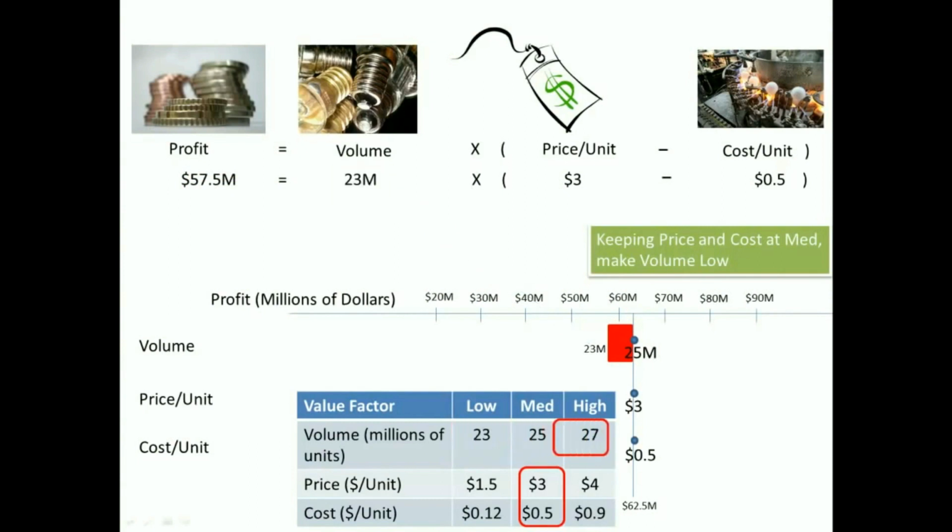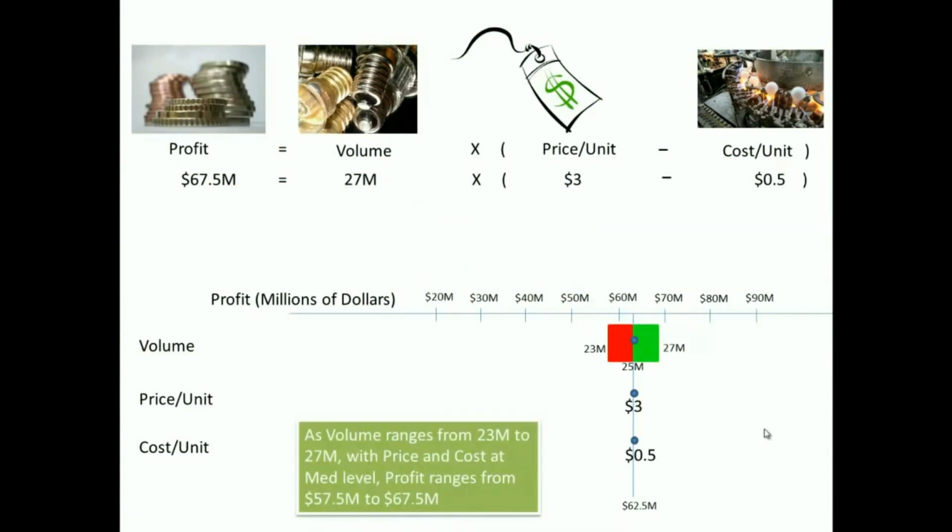Next we go to a high level of volume and plug it back into the equation, and we get a new value of profit, which we'll plug in here and similarly label the bar. So as volume ranges from 23 to 27 million units with price and cost at the medium level, profit ranges from 57.5 to 67.5 million.